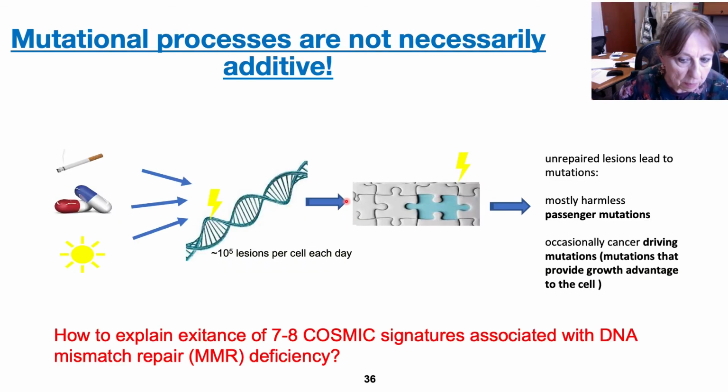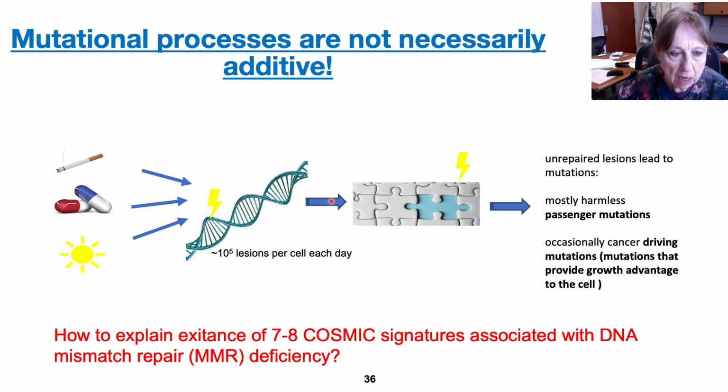However, going back to the initial slide which I used to explain mutational processes in cancer, we can clearly see that those mutational processes are not necessarily additive. Especially if we consider a combination of what we call primary processes and secondary processes. The secondary processes, that is processes related to DNA repair, really act on the lesions that are produced by primary processes.